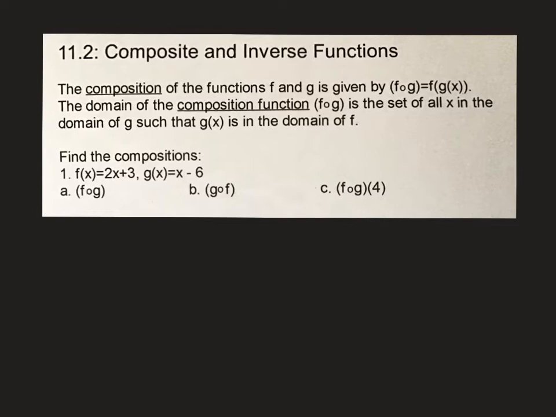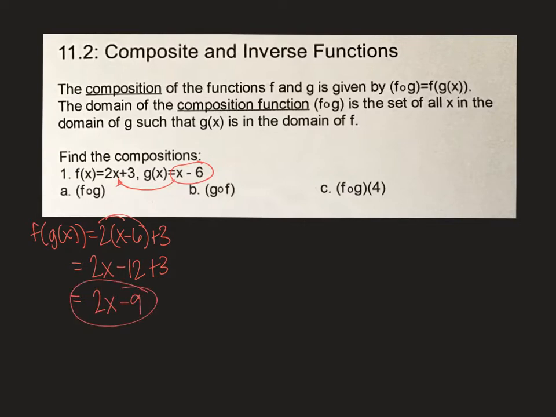So in number 1, f of x is 2x plus 3, g of x is x minus 6. So the first thing we're going to do is find f of g. So we're going to take g and plug it in for every x in f. And we're just simplifying. So we're going to distribute the 2 and then combine like terms, which gives us 2x minus 9.